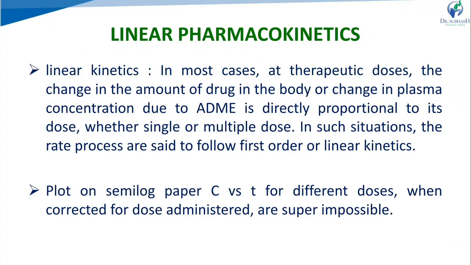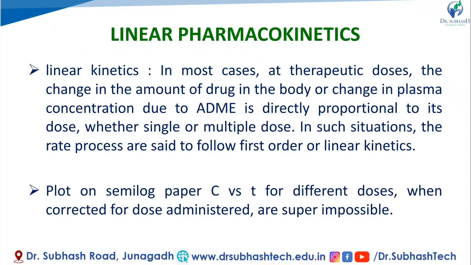due to the absorption, distribution, metabolism and excretion processes is directly proportional to the dose, whether it is a single or multiple dose. In such situations, the rate processes are said to follow first order kinetics, or linear kinetics. The graph goes as a straight line, constant up or down like that. So that is linearity. We plot concentration versus time on semi-log paper for different doses. When corrected for the dose administered, the curves are superimposable.